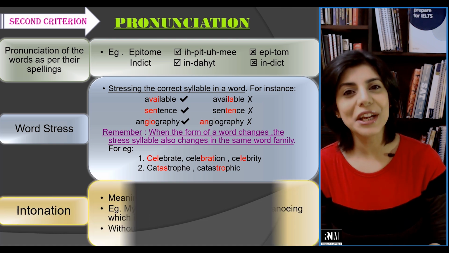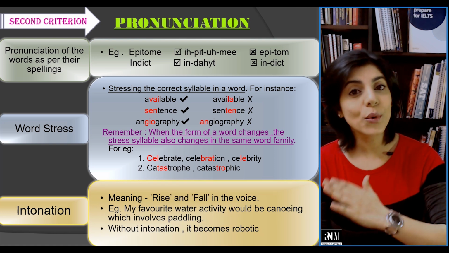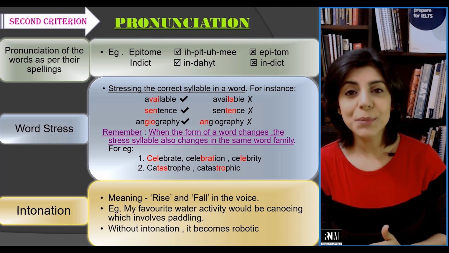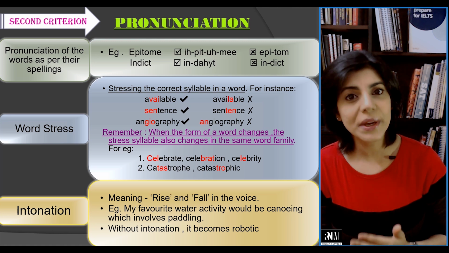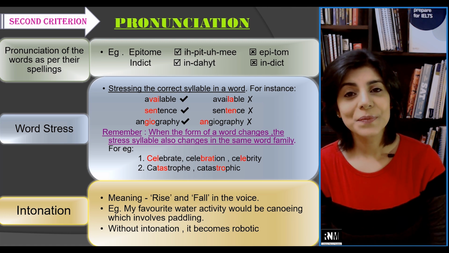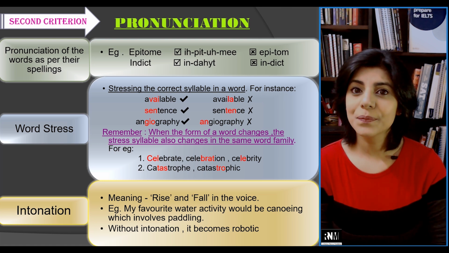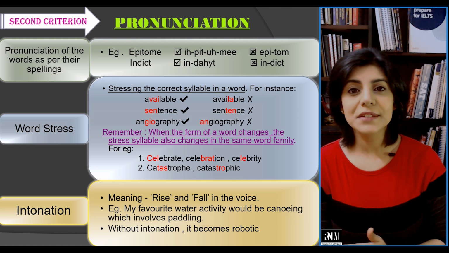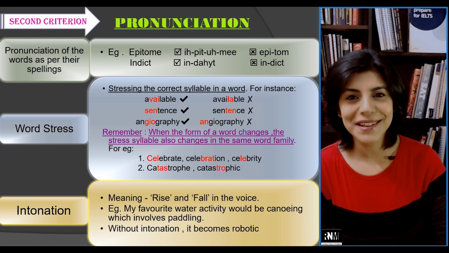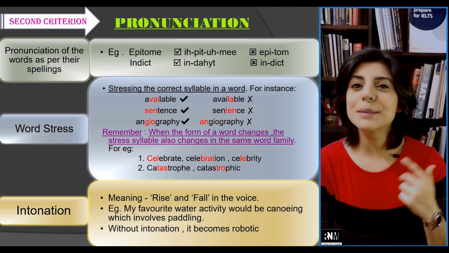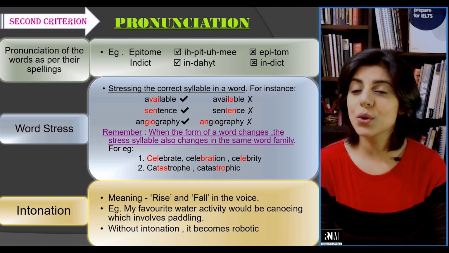Then we have intonation in pronunciation, meaning rise and fall in your voice. Supposedly, you want to say this sentence, my favorite water activity would be canoeing, which involves paddling. This was with intonation. Without intonation, it'll sound, my favorite water activity is canoeing, which involves paddling. Doesn't that sound robotic? Also, it feels that one has memorized this sentence, which will result in lower test scores.